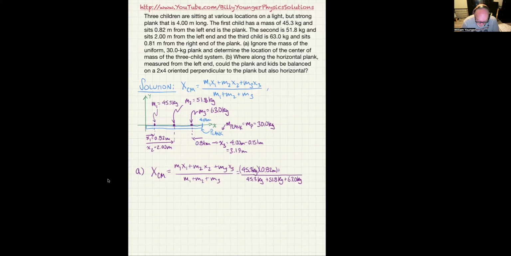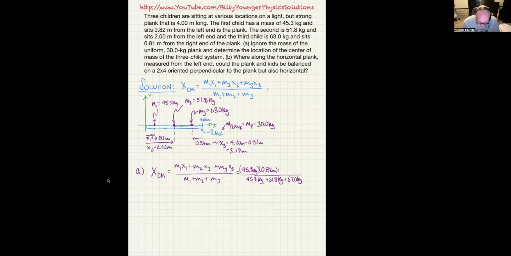Now that I am ready to do part A, I'm going to go ahead and start off with the formula. In this case, we're ignoring the plank, so we just have the three masses. So the x-center of mass is, like I said, m1x1 plus m2x2 plus m3x3 divided by the total mass. Now, I write all the numbers along the bottom. Notice they're all in kilograms.